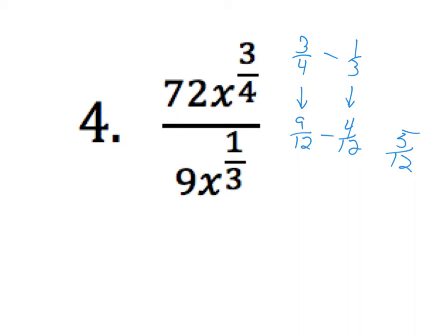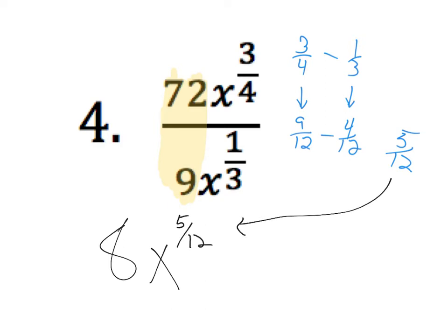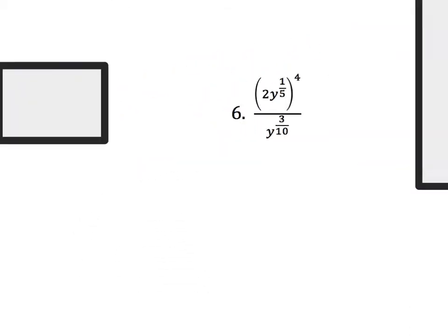Now what's going on with the numbers out front, these coefficients here? Well, 72 over 9, if I think of that as a fraction, or even as a division problem, 72 divided by 9, that becomes 8. And after we divided out our x values and subtracted those exponents, we got our new exponent of 5/12. Since this 5/12 result was positive, I know that x gets to stay up in the numerator. If when we did the subtraction we got a negative 5/12, then we'd have to flip that x down to the denominator. All right, last one.